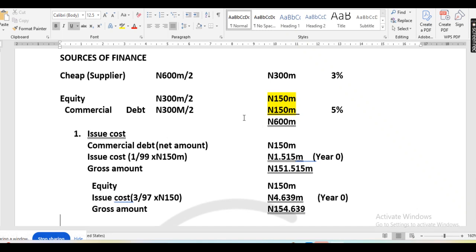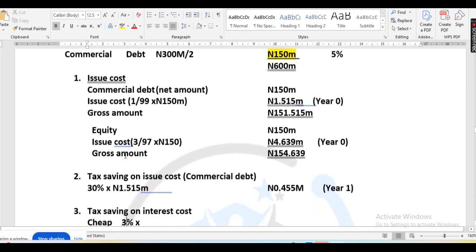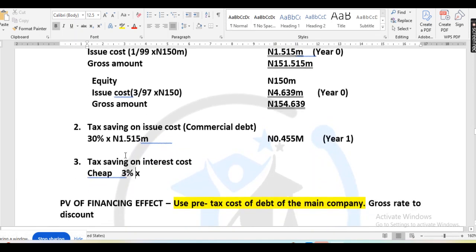So tax savings on what? On interest costs, right? From the beginning of this question, we said there is issue cost on commercial debt and issue cost on equity. So the cheap loan is 300 million. Now don't forget that it is tax savings, so multiply by tax, which is 30%.